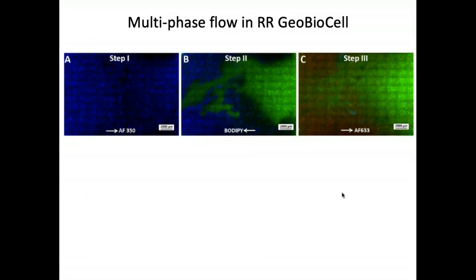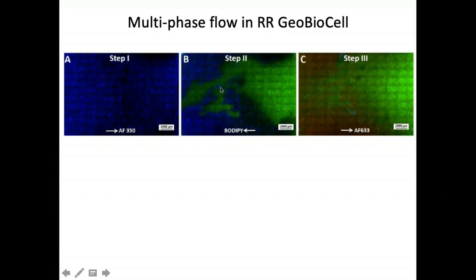And then we can do a multi-phase experiment where we have three dyes here. In step one, we just saturate with this AF350 dye, which is a blue dye, and then this green dye, which we use to coat the light oil, and then we injected it from here. So again, we can see it has preferential flow paths and it doesn't have the sweeping. So we can do different kinds of things using these flow studies.